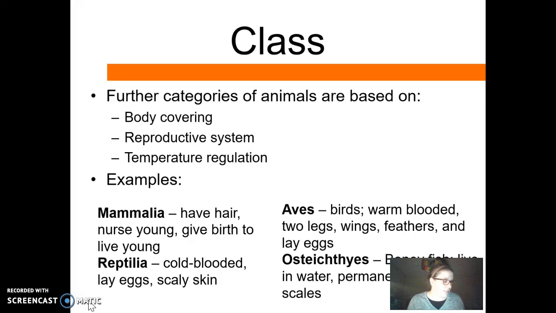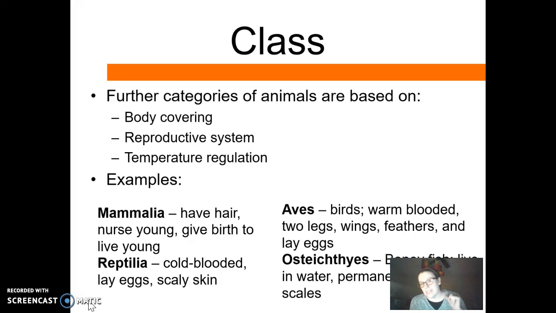So some common classes that some of you will be familiar with, and some are probably new. One is mammalia. For mammalia, the body covering is hair. The reproductive system is that you give birth to live young and you nurse those young. And temperature regulation is that mammals are an endothermic animal, which means they create their own heat through metabolism or the chemical processes in their body.